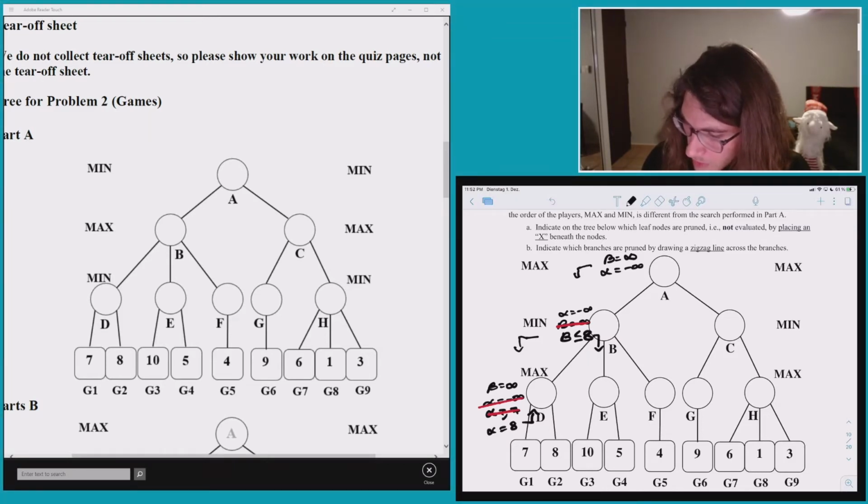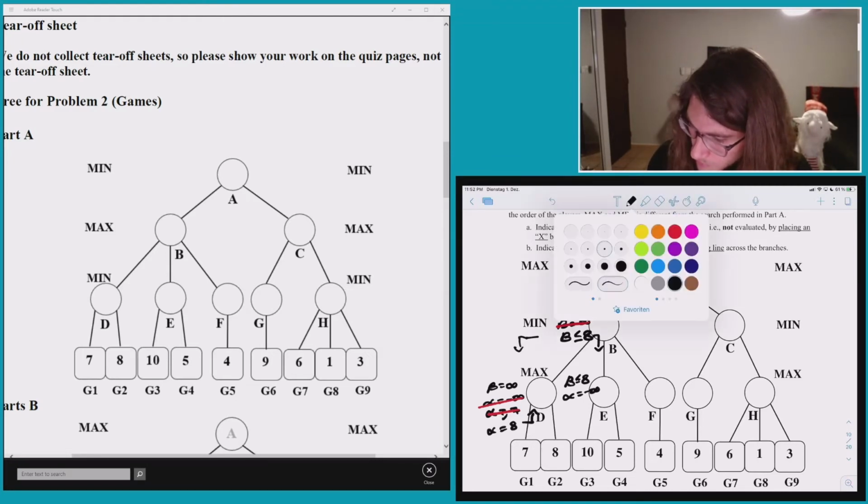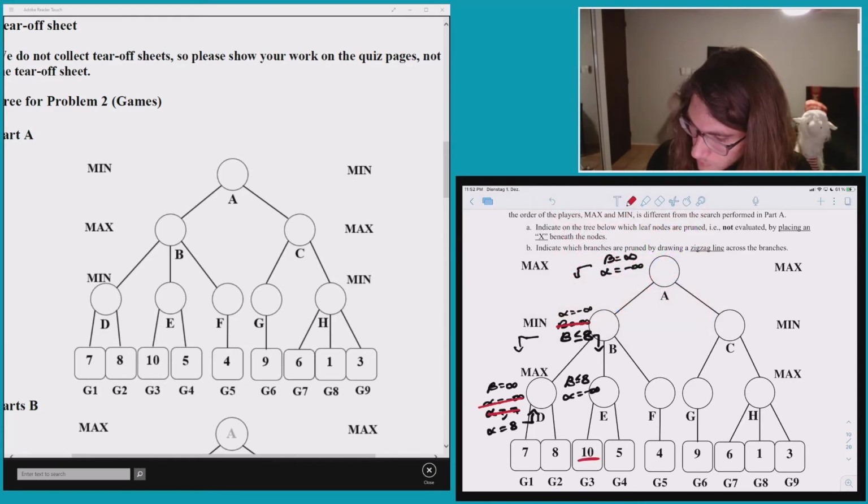And now we go back down. Notice that alpha at the top level is still negative infinity, which means that's what we see at the bottom. Now beta is less than or equal to 8, but alpha is still equal to negative infinity. I evaluate the 10, which means alpha is greater than or equal to 10.